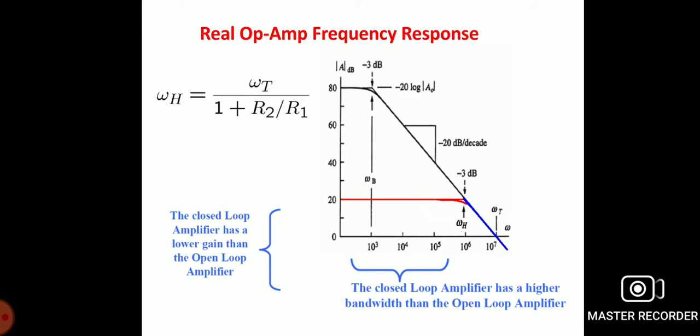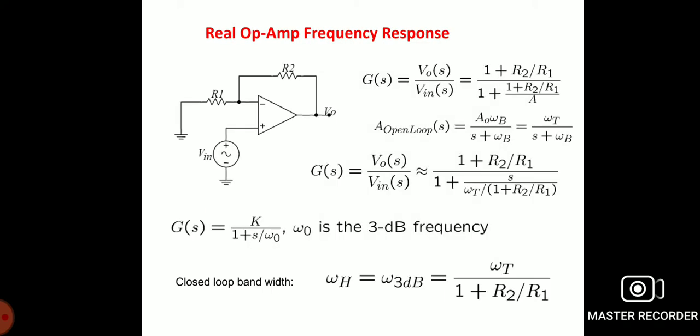Now we can move to the real operational amplifier frequency response. Here is the frequency response with feedback through R2. So G of s is equal to V naught of s divided by V in of s, which is equal to 1 plus R2 divided by R1, divided by 1 plus (1 plus R2 divided by R1) divided by the gain of the amplifier. So we can find the closed loop amplifier bandwidth: omega H, or omega 3 dB, is equal to omega T divided by 1 plus R2 divided by R1.